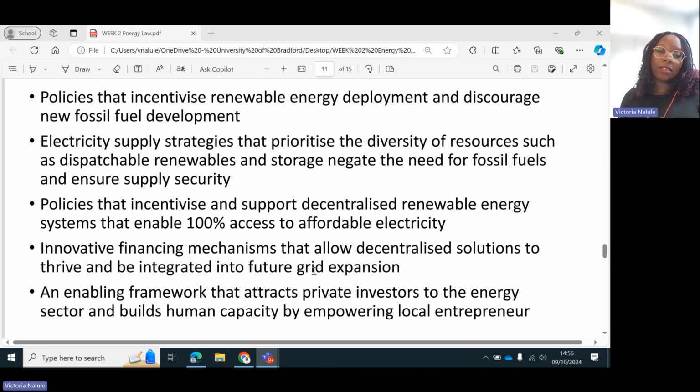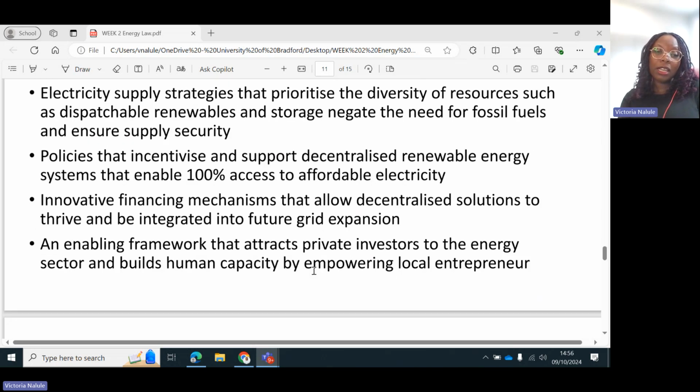And then also the other most important thing is having an enabling framework that attracts private sectors to the energy sector and builds human capacity by empowering local entrepreneurs. We need an enabling framework. First, you need the necessary laws, energy laws, and also laws focused on renewable energy.